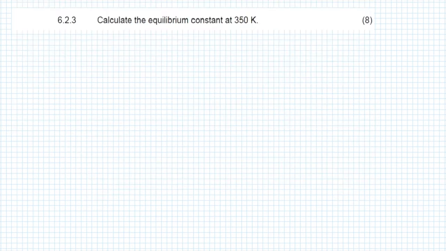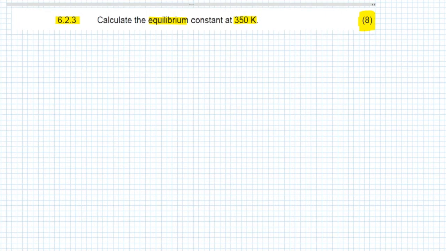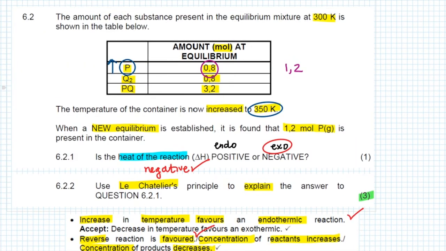Question number 6.2.3 says, calculate the equilibrium constant at 350 Kelvin. So this question is out of 8 marks, and of course, since we are dealing with equilibrium, we know that we're going to be making use of a ICE table. We have quite a few values that are known to us.